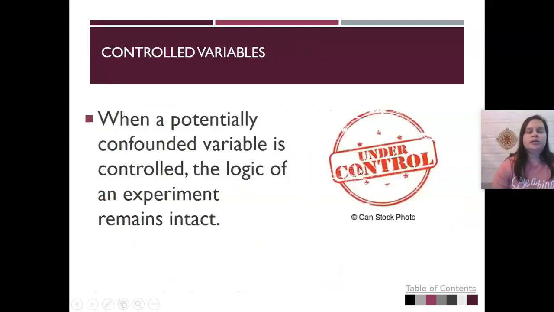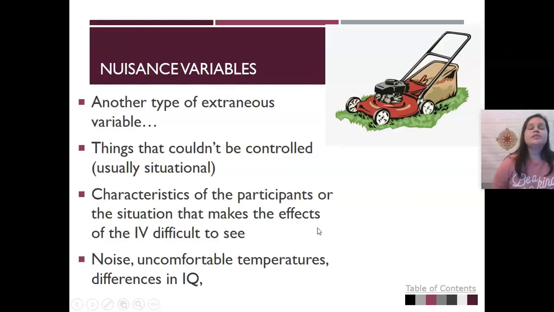So again, when we find a potentially confounding variable ahead of time, it's called a controlled variable. And that makes the logic of our experiment remain intact. Now, sometimes there are other variables that we really just can't control, that popped up, or even if we did know about them, we couldn't really control them very much. And we call these nuisance variables. So it's another type of extraneous variable that we either can't control or there was just no way of seeing it coming. Usually they're situational.